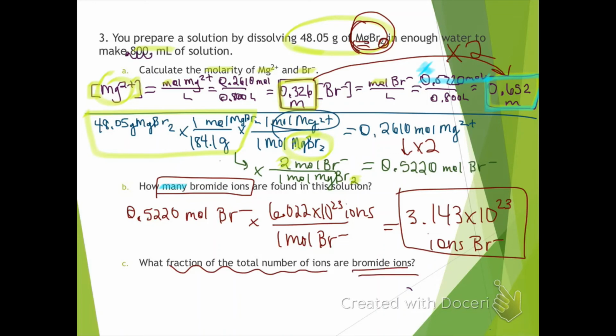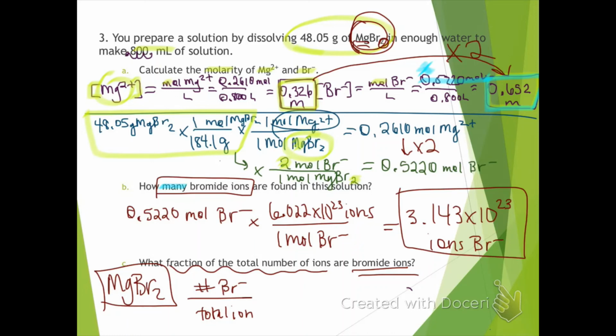Well, there are lots of ways to do this because we have the moles of each, we have the molarity of each, but it's so much simpler than that. All we need to do is look at that MgBr2 formula. Within this MgBr2 formula, we can find how many of each ion we have, and we can find the total number of ions in a formula unit. Well, if we're looking for the fraction of the total number of ions that are bromide ions, we're going to need our number of bromide ions over the total ions. So it's that part over whole concept.